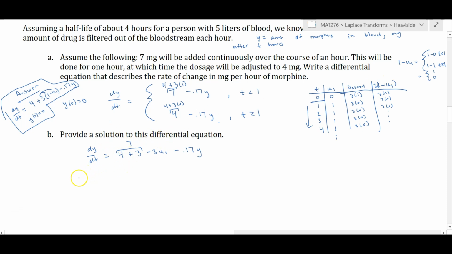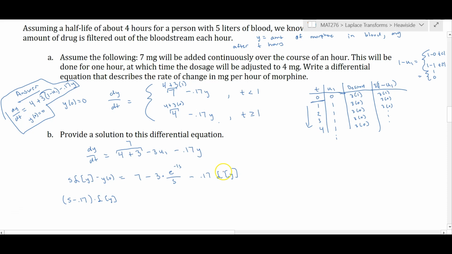So take the Laplace of both sides. The Laplace of a derivative is s times the Laplace of y minus the initial condition. That equals 7 minus 3 times the Laplace of the Heaviside, which is e to the negative 1s over s, minus 0.17 times the Laplace of y. So as always, we need to get this over to the other side. We'll have s minus 0.17 times the Laplace of y.